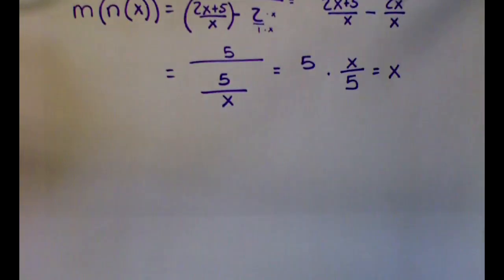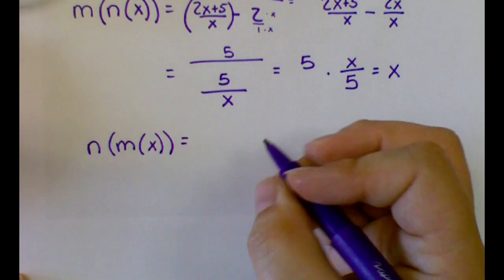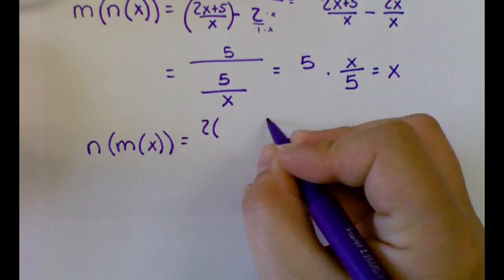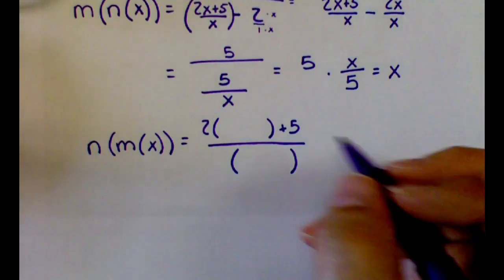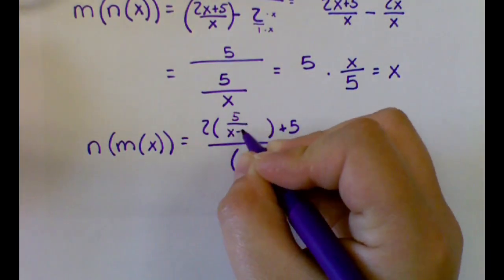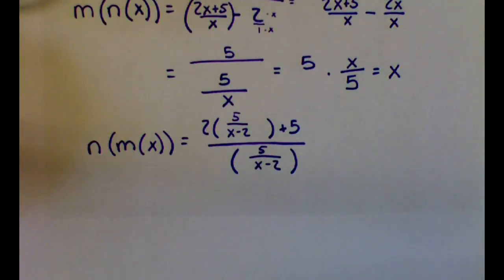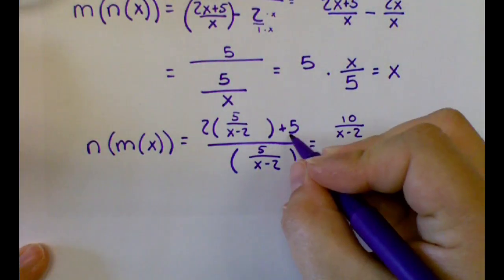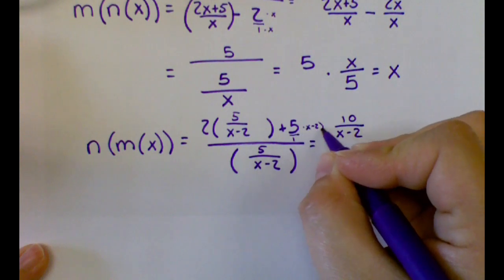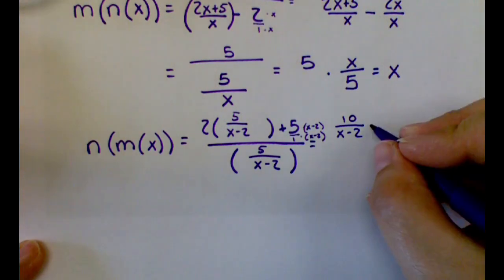All right, now let's try n of m of x. This time I have 2 x's, so I leave out both of them. And I plug in m of x in both. So I have 5 over x minus 2 and 5 over x minus 2. Let's simplify that numerator first. I get 10 over x minus 2. Let's make that a 5 over 1. Let's multiply by x minus 2 and x minus 2 so that I have a common denominator in my numerator.